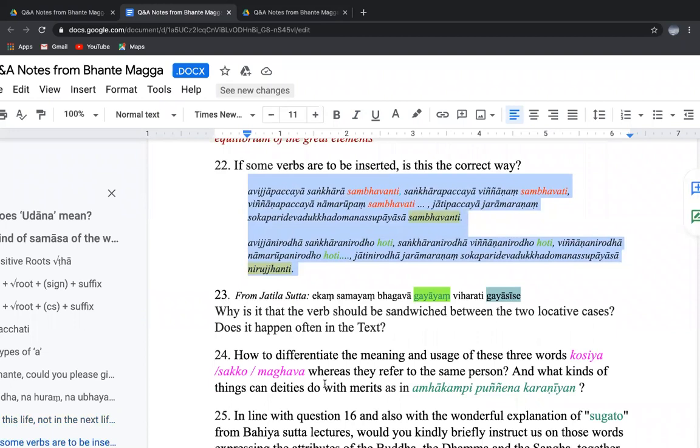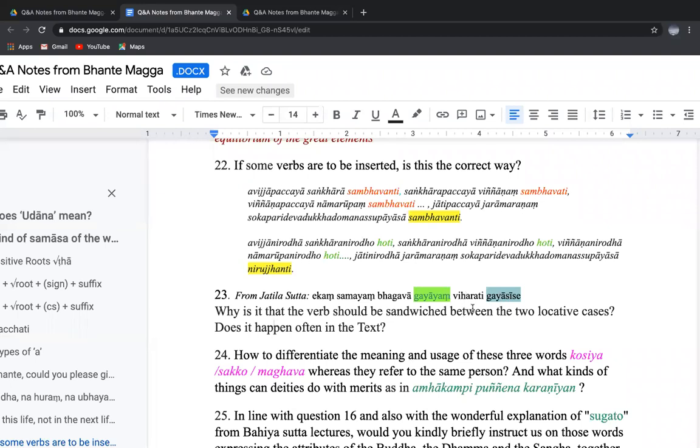from the Jatila Sutta, Ekang samayam Bhagava Gayayang viharati Gayasise. Why should the verb be sandwiched between the two locative cases? Does it happen often in the text? Actually, there is nothing to think about in the verb being sandwiched between the two locative cases. This is a usage of the verb. There are words used after the final verb. So in Pali, the verb can be placed anywhere. There is no burden for that.